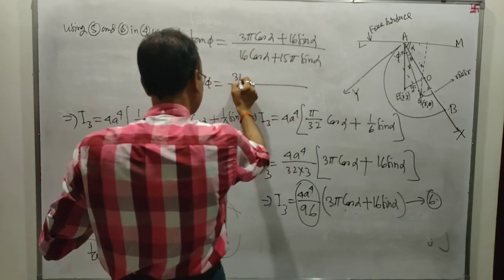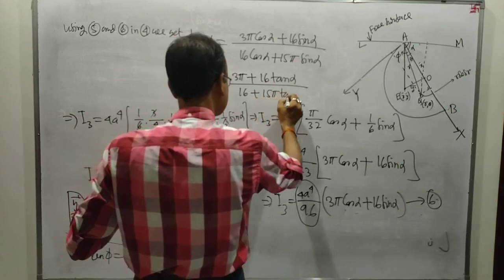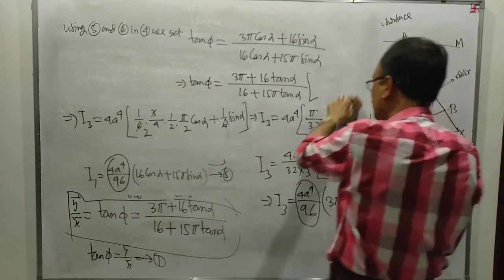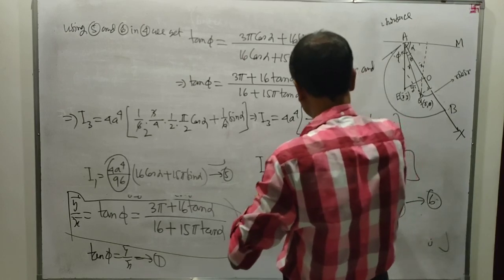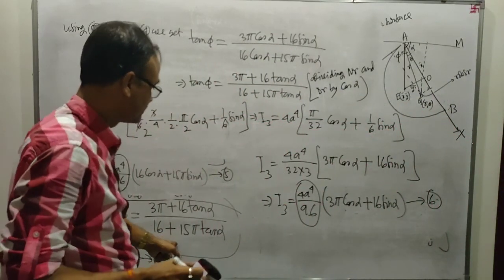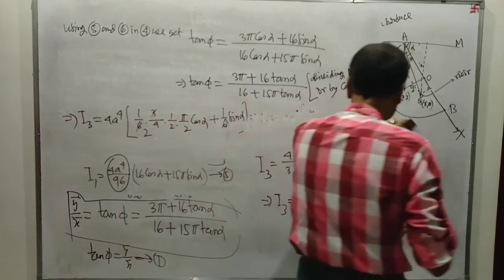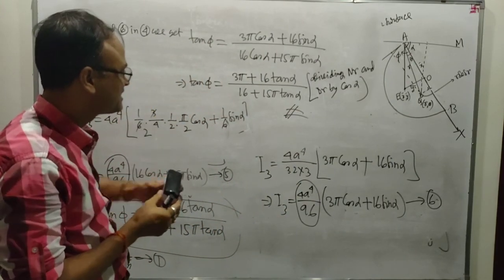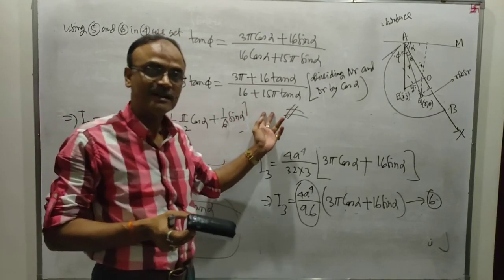Dividing numerator and denominator by cos alpha, we get this. Thus, we have proved this one. You see, it is not tough, it is very easy. It is 3 pi plus 16 tan alpha divided by 16 plus 15 pi tan alpha. This is the case.